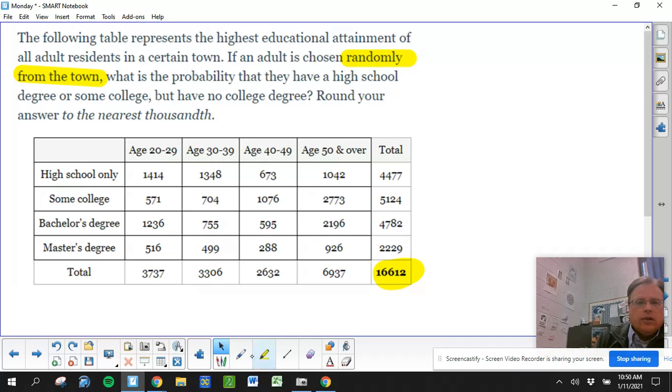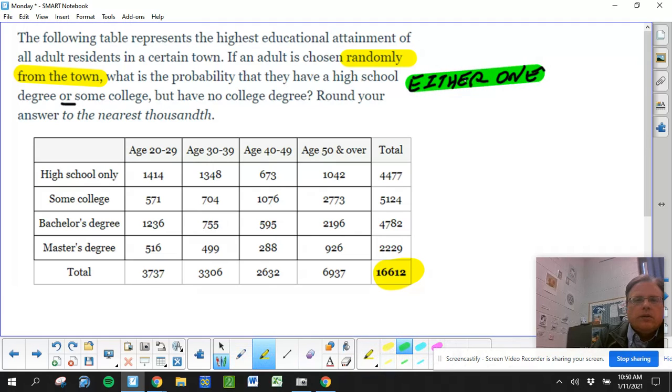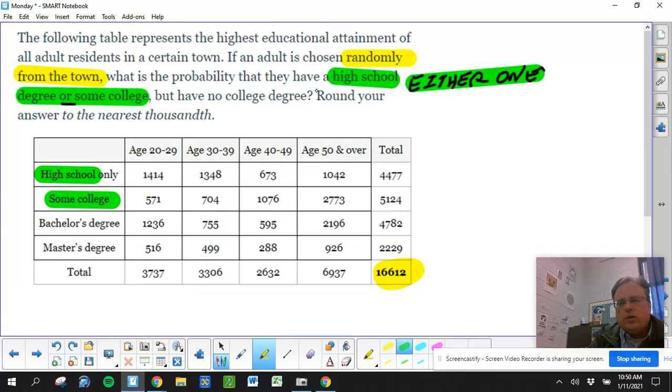Now it says, what is the probability that they have a high school degree or some college? So I'm going to put the word either one. I'm going to use green this time. I can have a high school degree or some college. So where do I look? What I got to do is find high school degree. Here's high school and some college. There's some college. But it doesn't say just certain age groups. It just says out of the whole town.